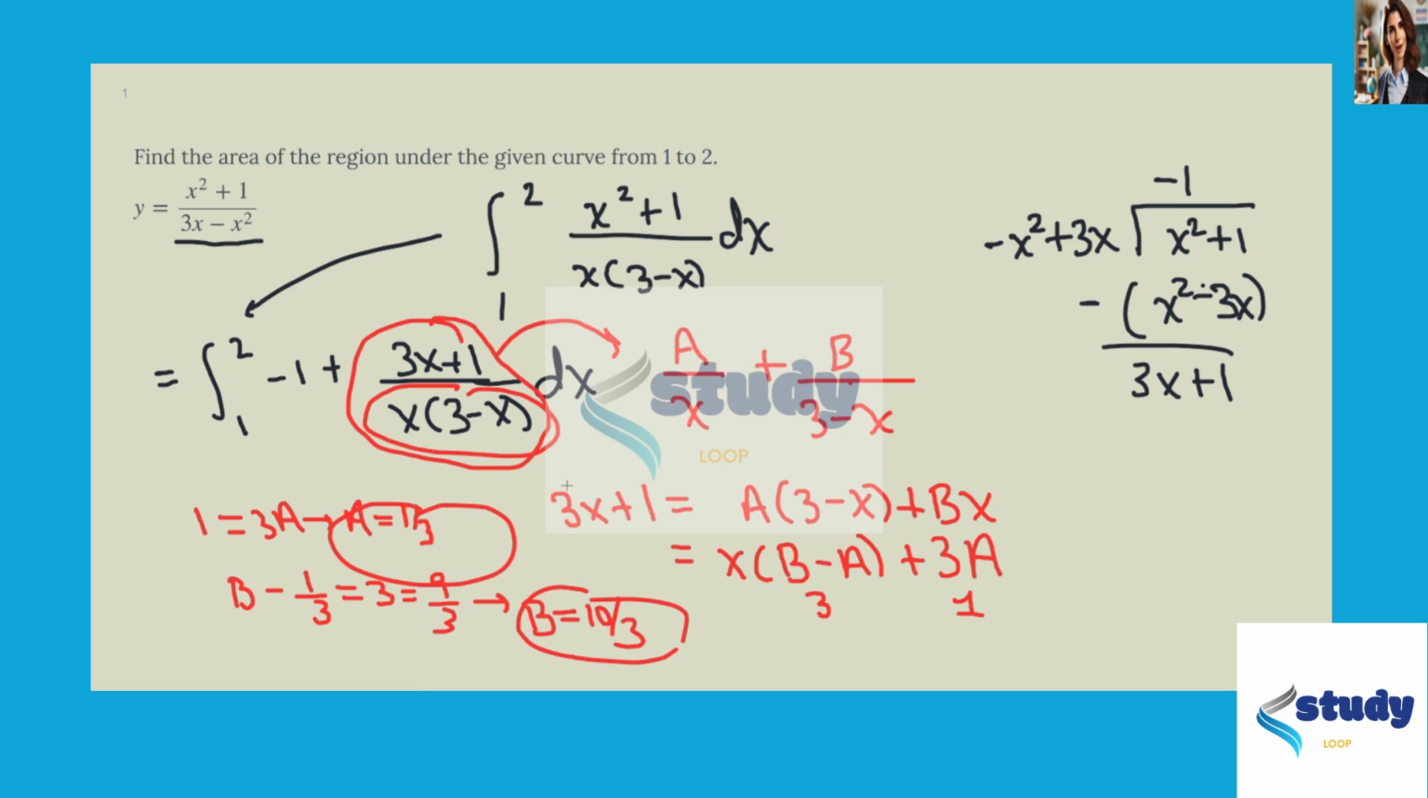Now let's plug those in. We can replace this fraction here with the partial fractions. Let's write that on the next page. The integral from 1 to 2, we have the minus 1 from the long division, and then our partial fractions. That's our area.